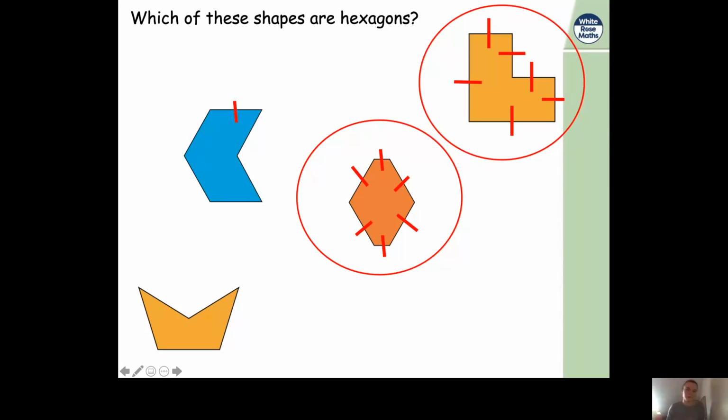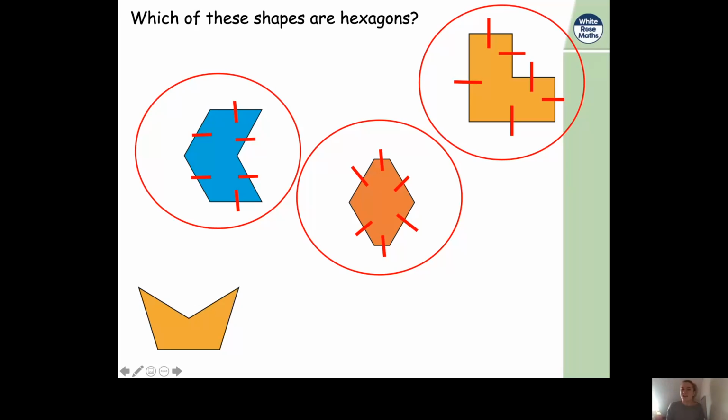Okay, so we've got 1, 2, 3, 4, 5, 6. Have we got any more sides? No, we haven't. We've got 6 sides again, Year 2. So therefore, what type of shape is this? Yes, it's a hexagon because it has 6 sides. It's just an irregular hexagon, isn't it?